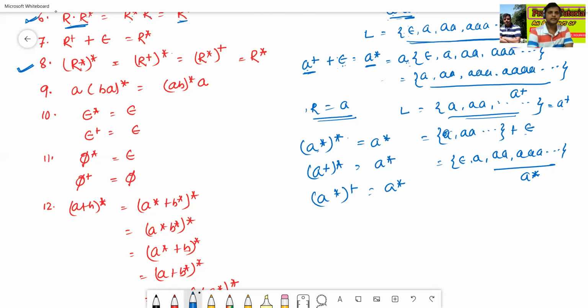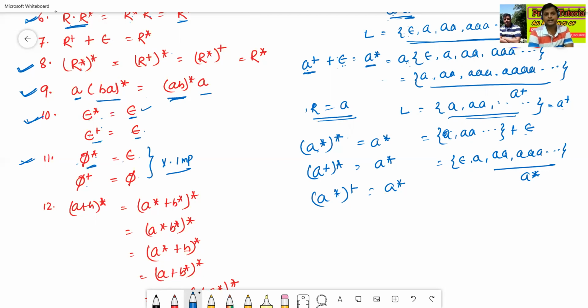The next identity is a into b a whole star equals a b whole star a. The 10th identity is epsilon star equals epsilon and epsilon plus equals epsilon. The next identity is phi star equals epsilon, and phi plus equals phi. These are very, very important identities.